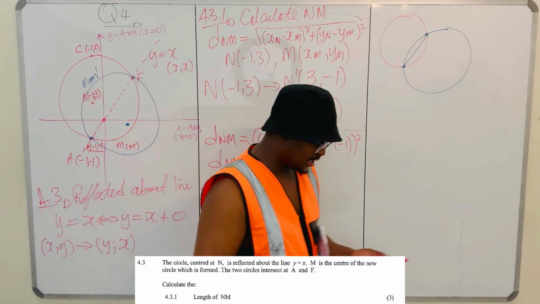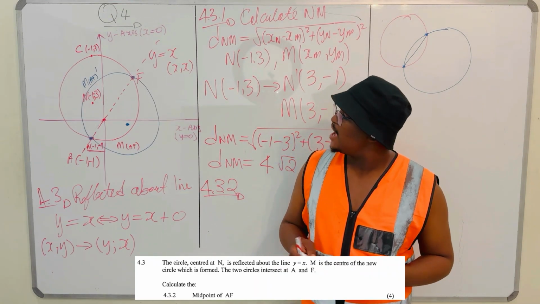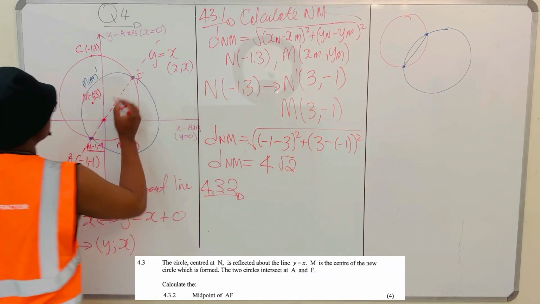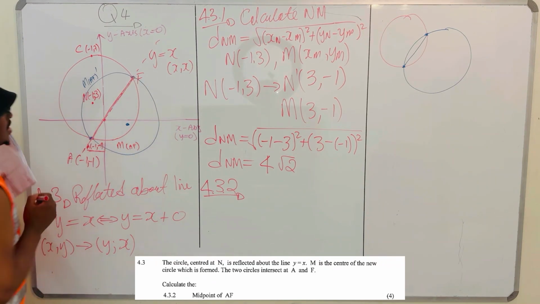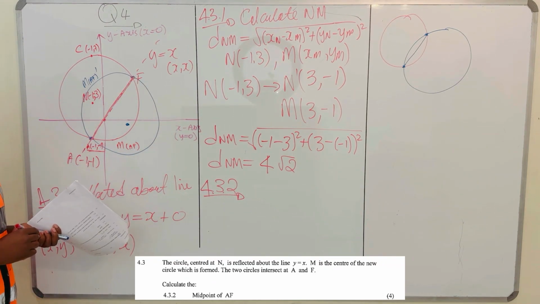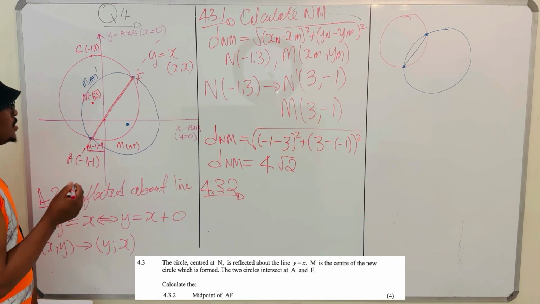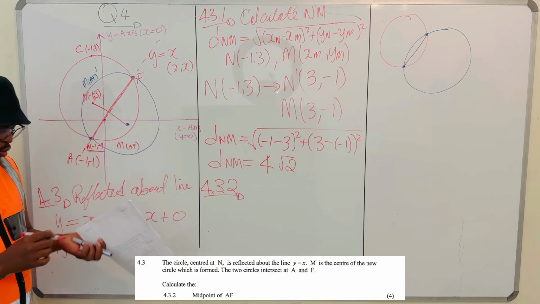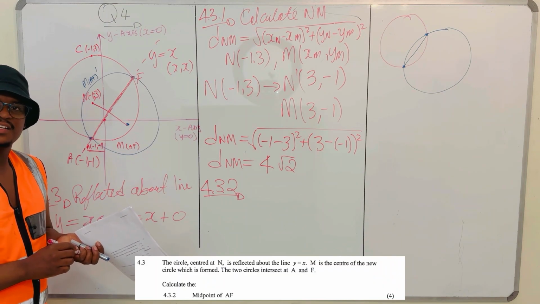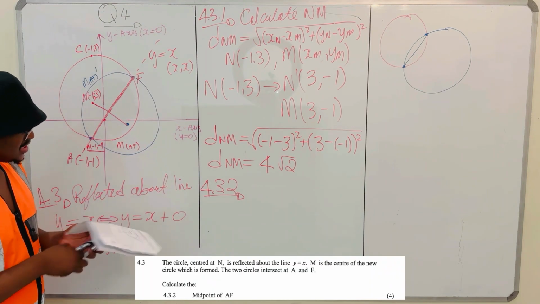What are they saying at the next question? They are saying calculate the midpoint of AF. So they want us to find the midpoint of this line segment AF here. So how do you go about this? You need to remember your geometry. Your geometry states that a line segment joining the centers of two intersecting circles is perpendicular to the line segment joining the points of intersection. So let me write that down.